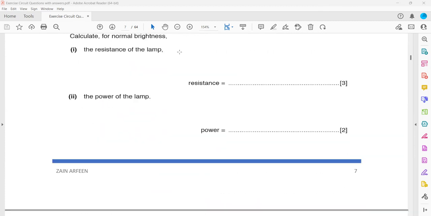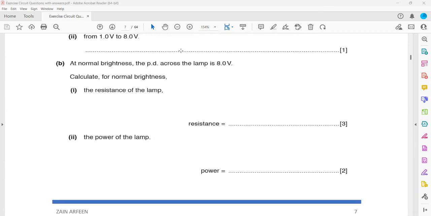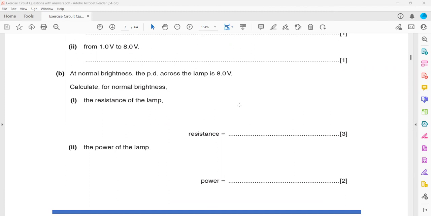So here we'll write the resistance, it's a ratio between voltage. Why is it 3 marks? Because you have to use the graph, and whenever you're using a graph, you just don't write the number.